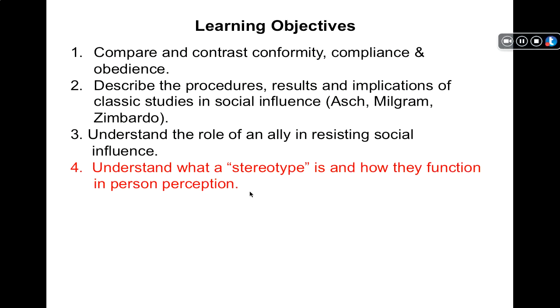Learning objectives: compare and contrast conformity, compliance, and obedience. Describe the procedures, results, and implications of classic studies in social influence, the three we looked at today: Asch, Milgram, and Zimbardo. Understand the role of an ally in resisting social influence. And then the last objective here: understand what a stereotype is and how they function in person perception. So be sure to read about stereotypes in the text.